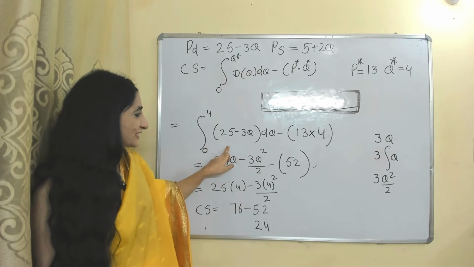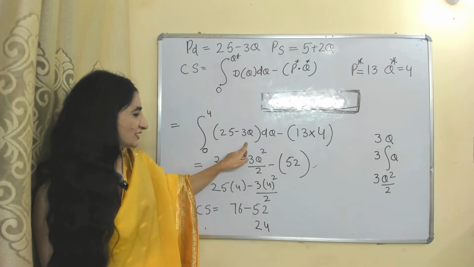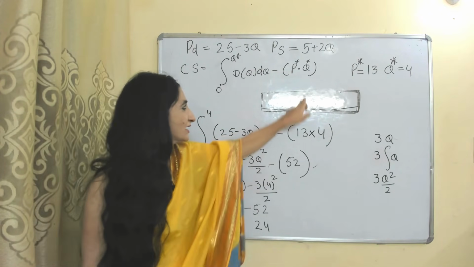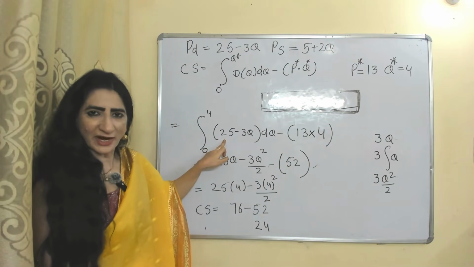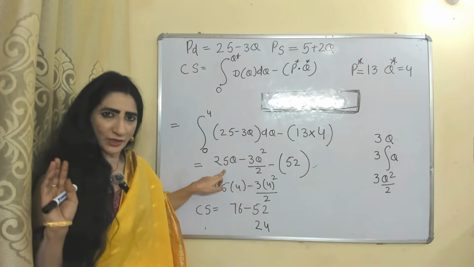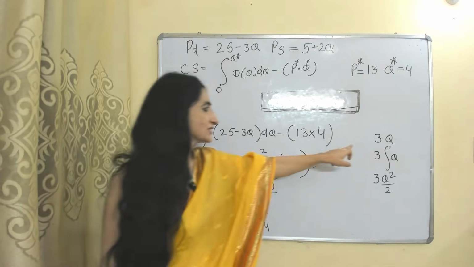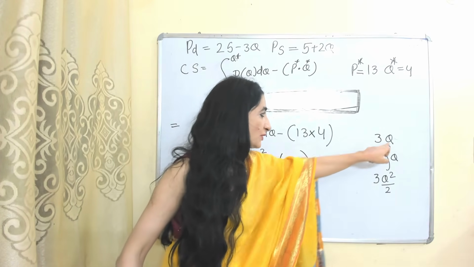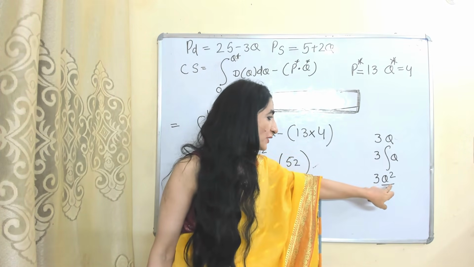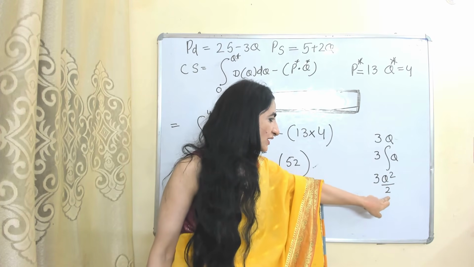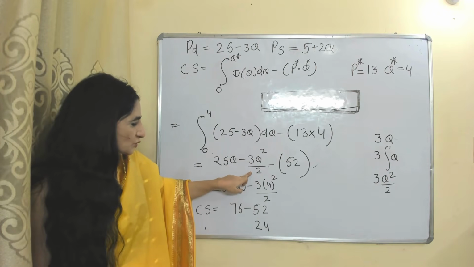First of all, we integrate the demand function from 0 to Q star quantity. This is our demand function. The integration of 25 is 25q. We have already discussed the integration of 3q: 3 is a constant, we keep it out, and the integration of q is q square divided by 2. So the integration of 3q is 3q square divided by 2.